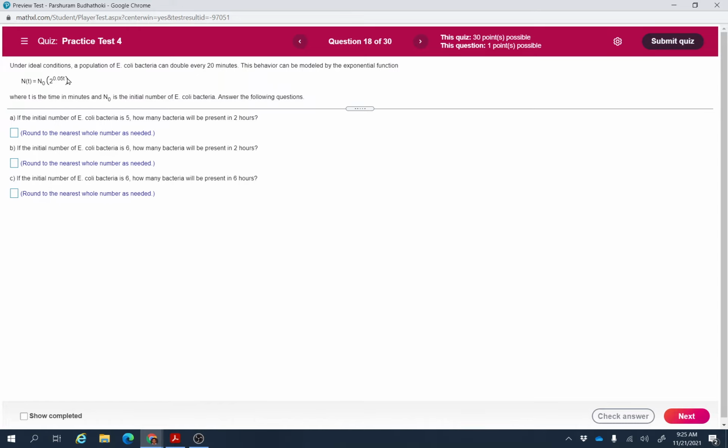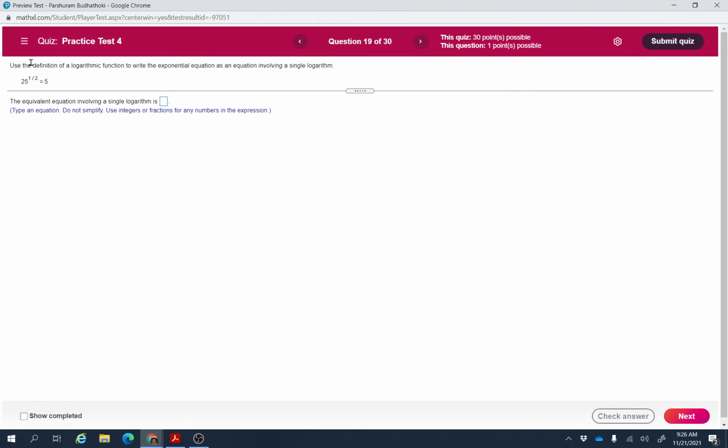So just replace t by 2 and n0 by 5 and use your calculator. Second question, replace n0 by 6 and time by 2. Use your calculator. Third question, replace n0 by 6 and time by 6 hours and use your calculator, and it will give you the answer. Okay, so I don't think you need me to do this problem. Just using a calculator is enough.